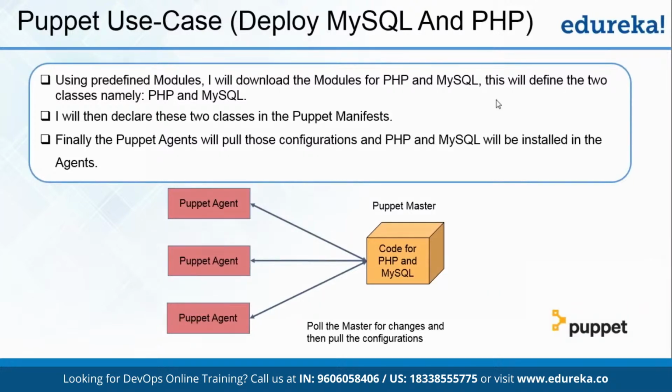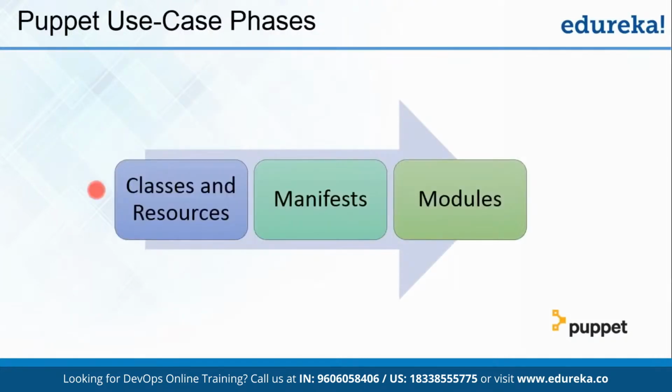Fine, so we'll move forward and see the various phases in which we'll be implementing the use case. First, we'll define classes. Classes are nothing but a collection of various resources. We'll do that with the help of modules. We'll download a module from the Puppet Forge that defines two classes, as I've told you, PHP and MySQL, and then I'm going to declare that class in the manifest and finally deploy that onto the nodes.